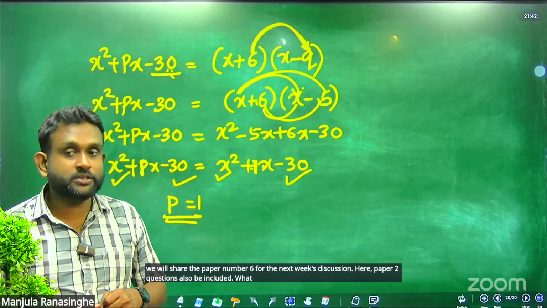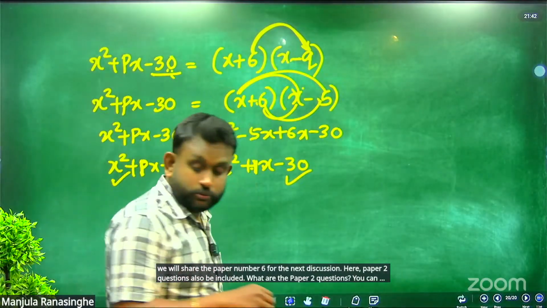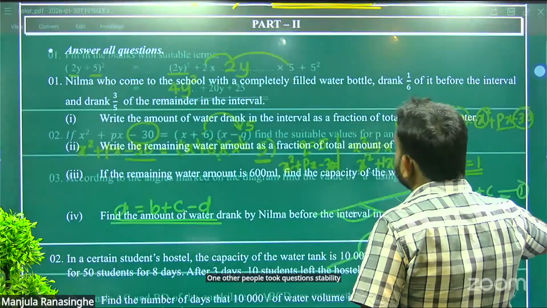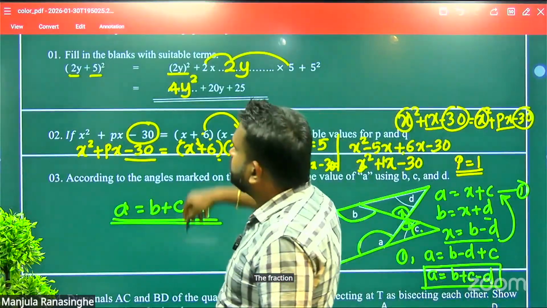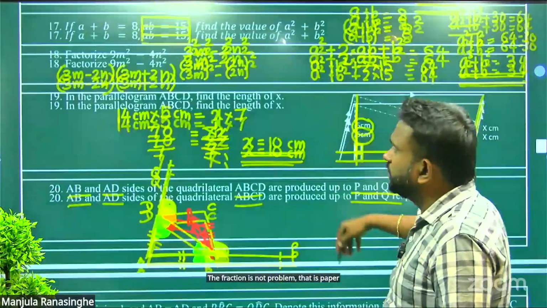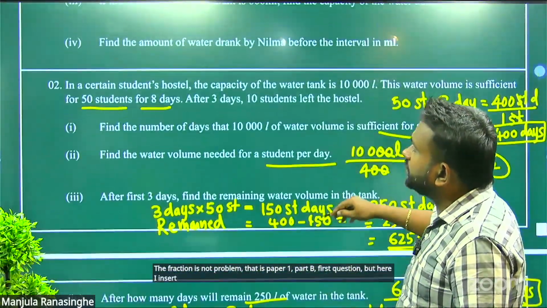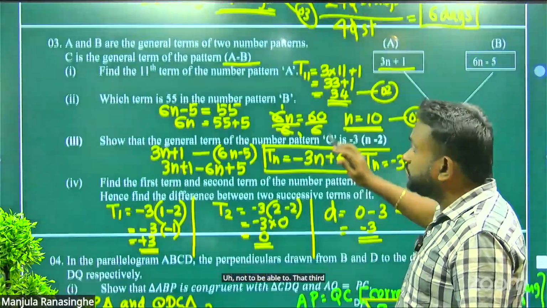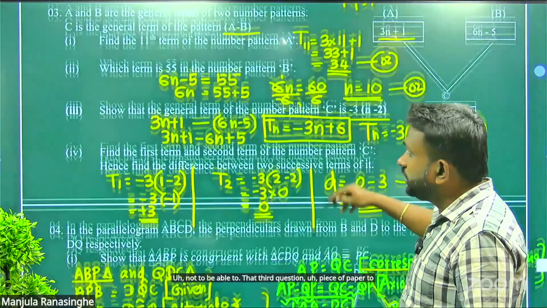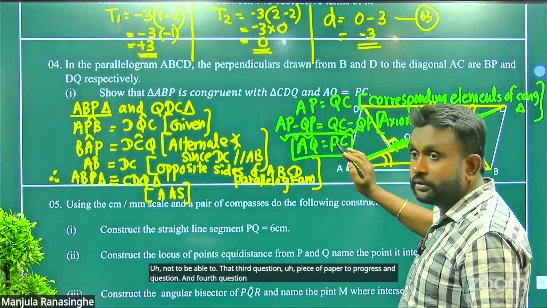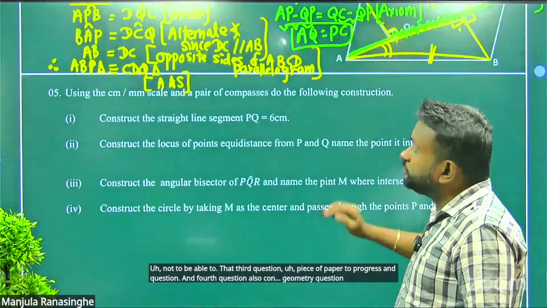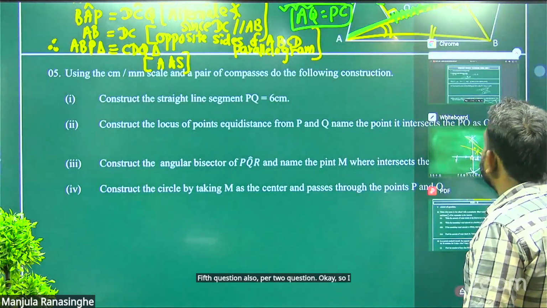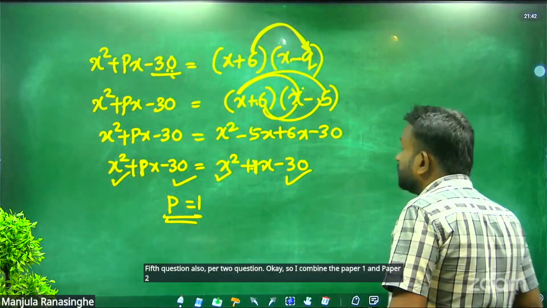What are the paper 2 questions? You can see the paper 2 questions here. The fraction one is not a problem; that is paper 1, part B, first question. But here I inserted the second question from paper 2. That third question is a paper 2 progression question. The fourth question is also a geometry question, paper 2. The fifth question is also a paper 2 question. So I combined paper 1 and paper 2 together in this paper.